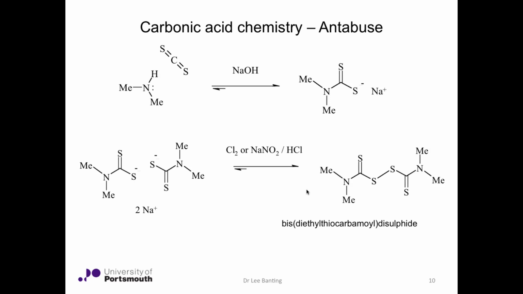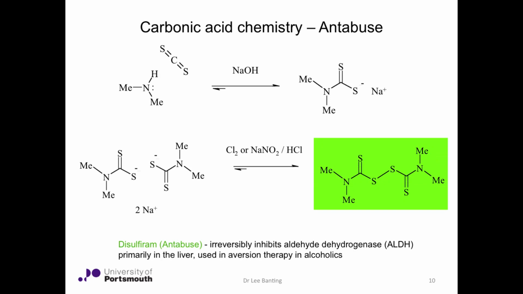This is bis diethylthiocarbamoyl disulfide, which is a bit of a mouthful. It's also known as disulfiram or antabuse, and this compound irreversibly inhibits alcohol dehydrogenase, primarily in the liver, and it's used in aversion therapy in alcoholics. It makes alcoholics feel sick when they drink alcohol, because of the aldehyde dehydrogenase or alcohol dehydrogenase inhibition, their body can't cope with the excess alcohol, and emesis ensues, so the patient throws up.